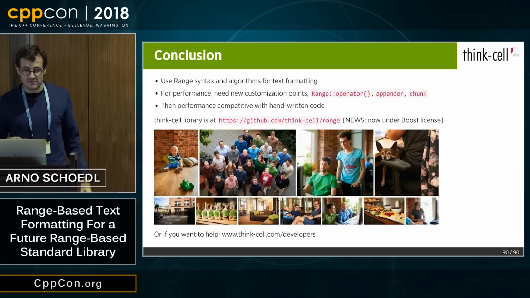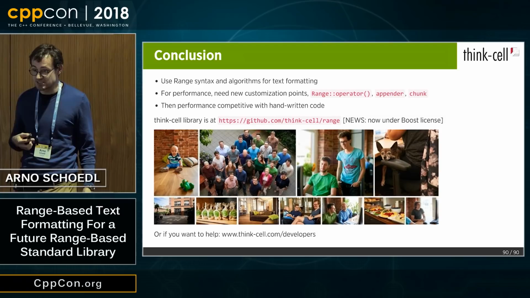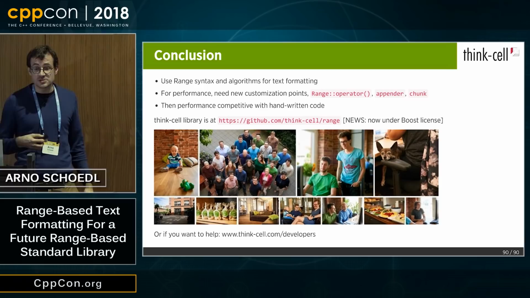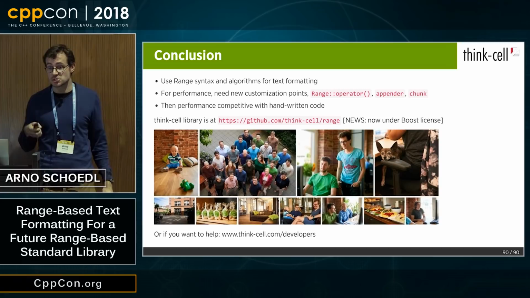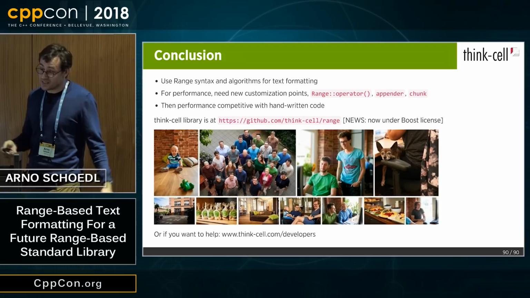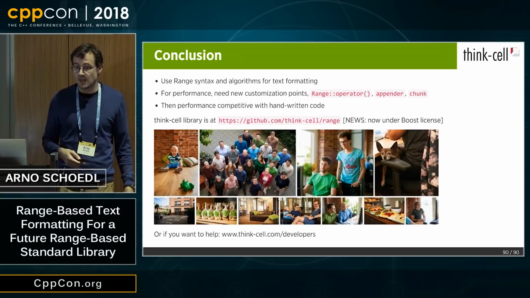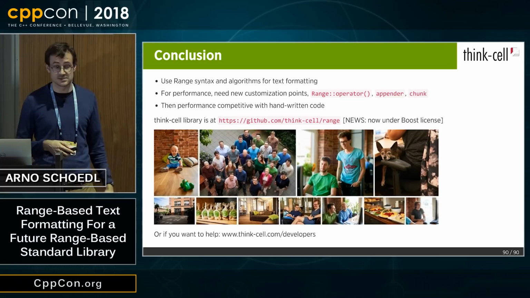What I want to convince you is that you should use the range syntax to do text formatting, and that's really practical to do so. In order to get good performance, you need a few more customization points. In particular, the range library should support internal iteration. That's something that I think is a really good idea in general, because you really get performance and also in other situations. You need an appender, and you need that special chunk customization point to inspect the whole range or a larger part of the range at once. But if you do all that, then the performance is competitive with handwritten code, and I guess that's what we all want. That's why we are programming C++.